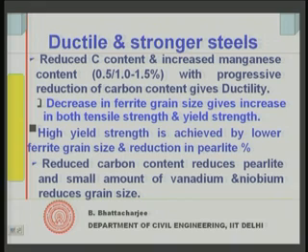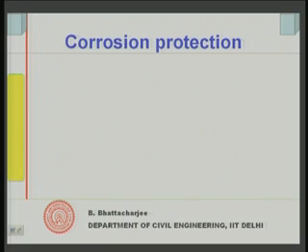We talked about niobium earlier. This niobium is able to reduce the grain size, and vanadium is also able to reduce grain size. So, I reduce the grain size, lower the carbon content, and my strength increases. So, it is one of the ways of getting stronger steel. Of course, with certain processes we can get stronger steel.